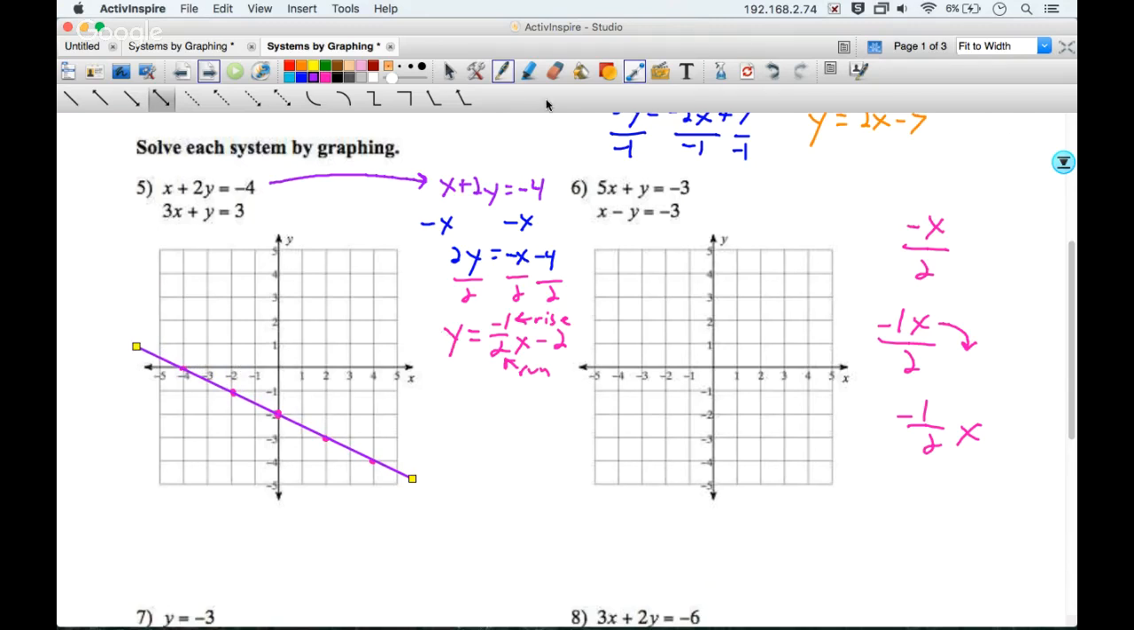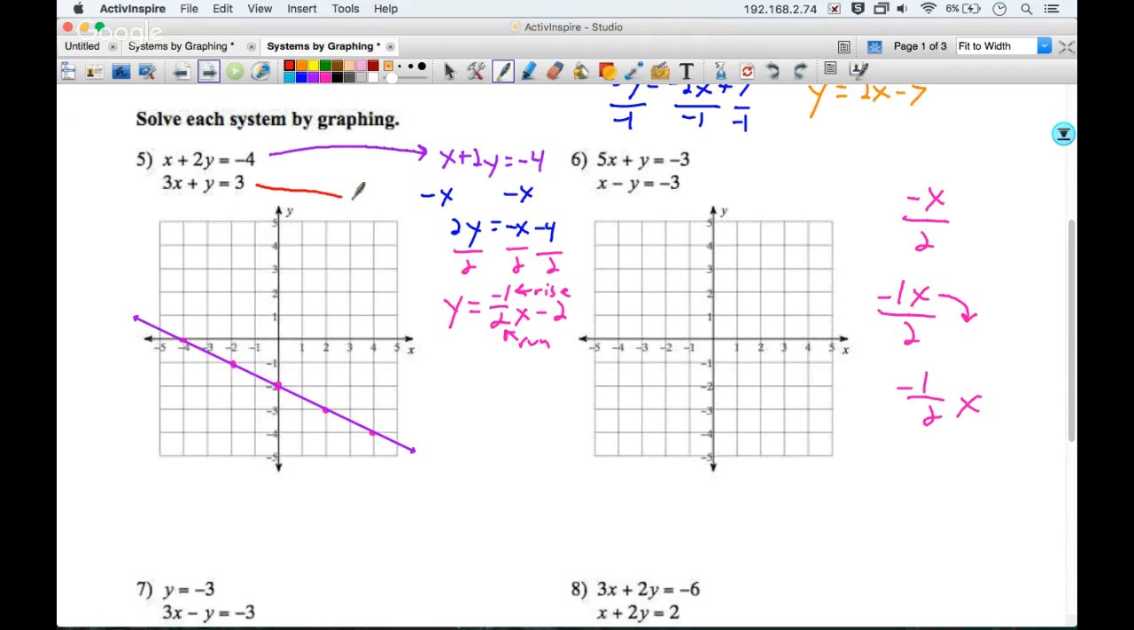All right, that's my first equation. Let's deal with that second equation. Start by copying it down with some space. 3x plus y equals 3. Got to get the y by itself, so I move things away from it. I subtract 3x, leaving me with y equals negative 3x plus 3.